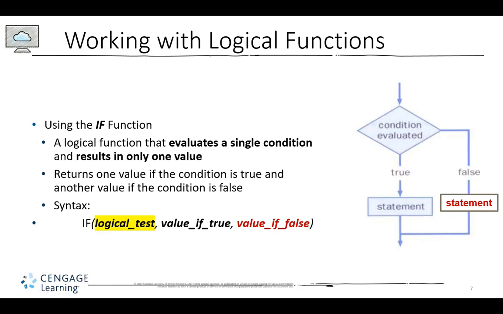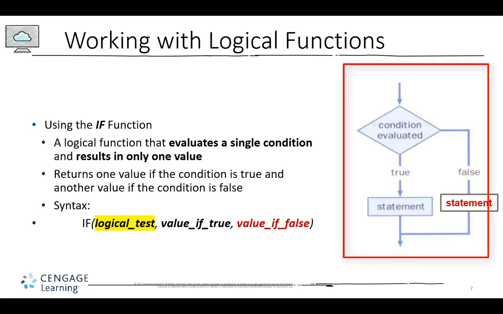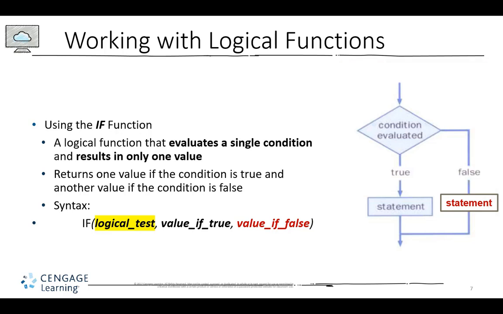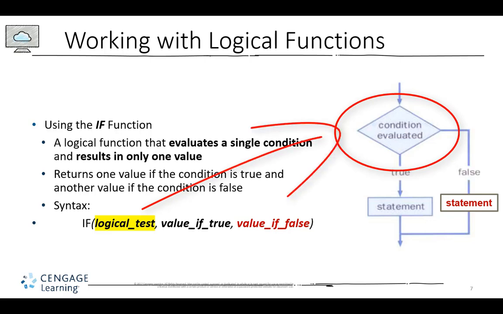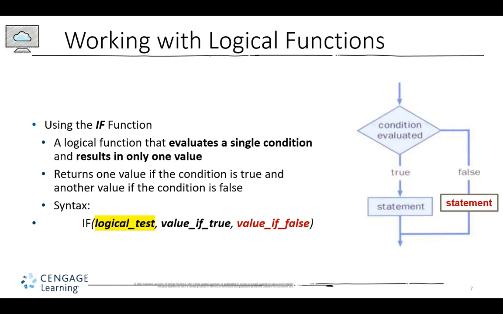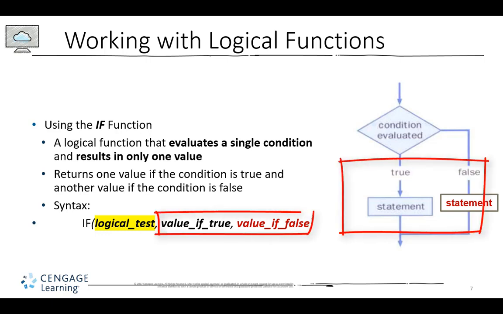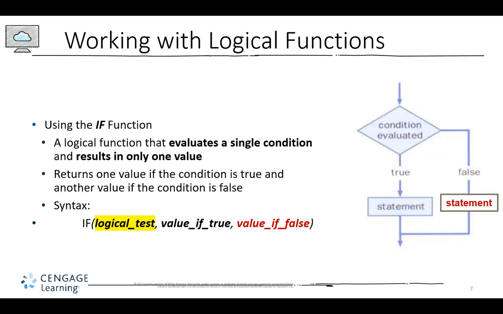Using the if function. On the right-hand side, we have a pictorial of making a decision. Inside the diamond, we will list the condition that we are evaluating. Typically, you will see a value on the left of one of those relational operators compared to a value on the right. From this, we will get a yes or no, true or false answer. This is what's called the logical test. So the condition we are evaluating corresponds to the logical test in the if statement.